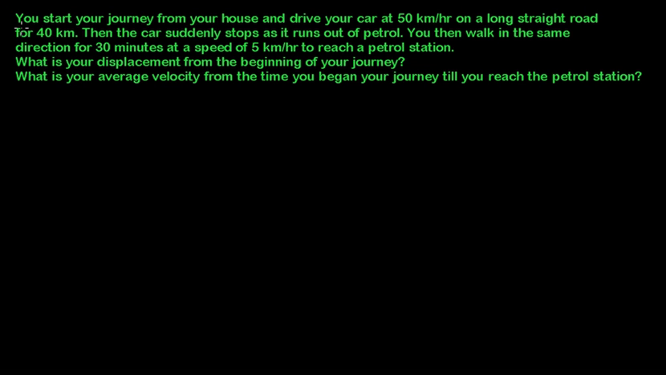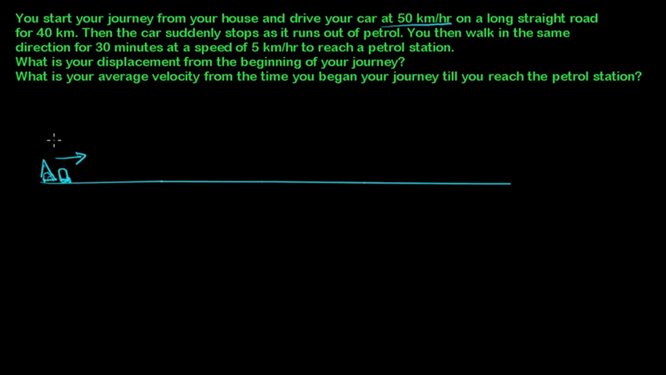So as always, you first read the problem and then draw a diagram. So you start your journey from your house and drive your car at 50 kilometers per hour on a long straight road for 40 kilometers. So this is my house and I'm going to start my journey from here and drive my car at 50 kilometers an hour. So that means my velocity is 50 kilometers per hour and I move on this road for 40 kilometers. So that means that this distance that I have covered is 40 kilometers from here to there.